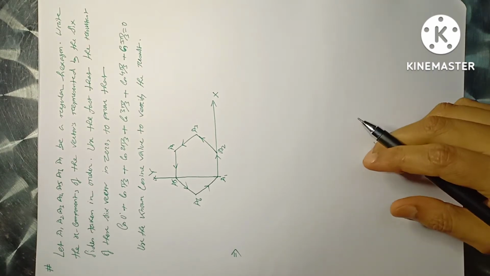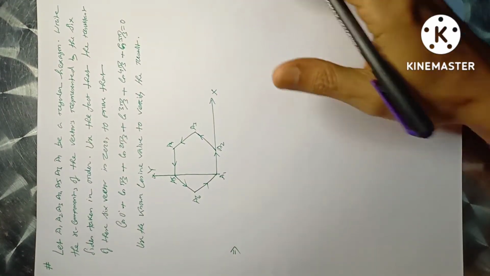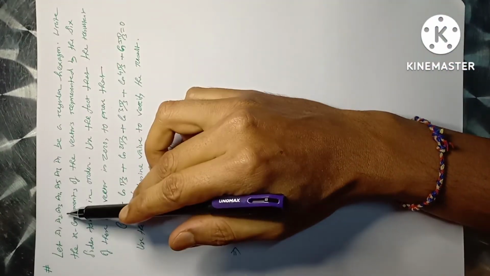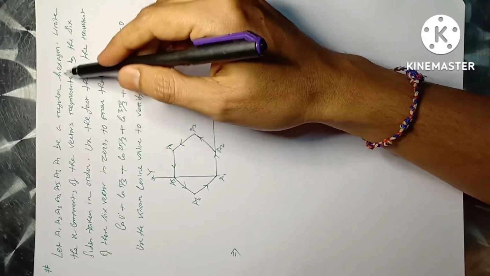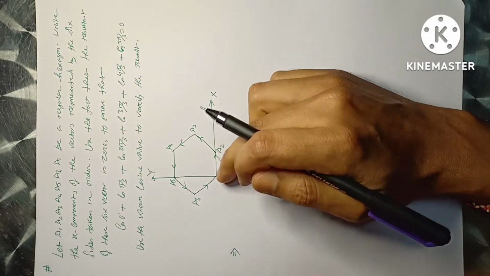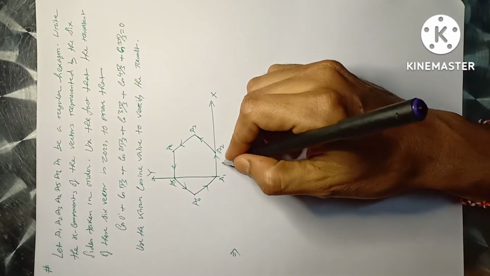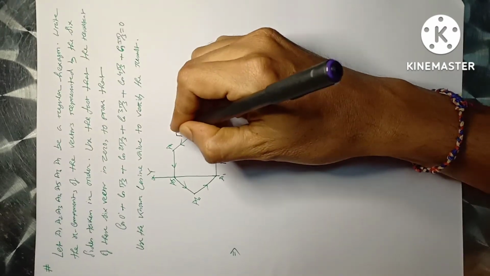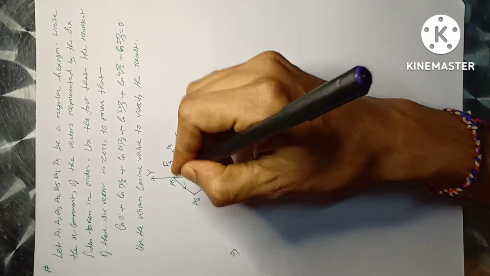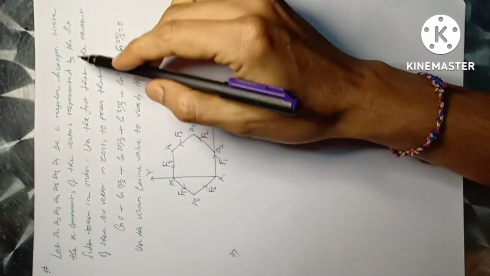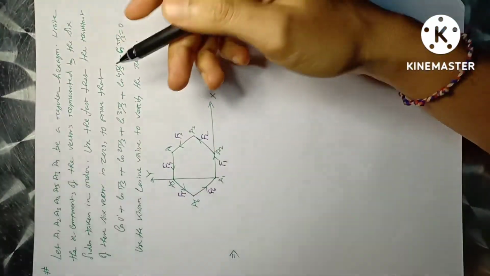Now consider this problem. This is also a very simple problem. Let A1, A2, A3, A4 be a regular hexagon. Write the x components of the vectors represented by the 6 sides. 6 sides means 6 number of sides. Suppose these vectors are represented by F1, F2, F3, F4, F5 and F6, the 6 sides taken in order.